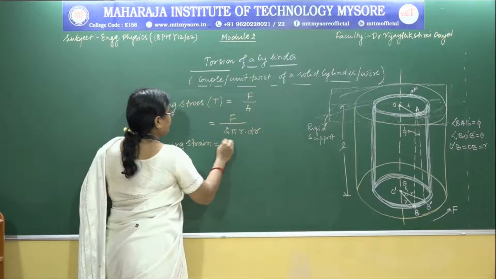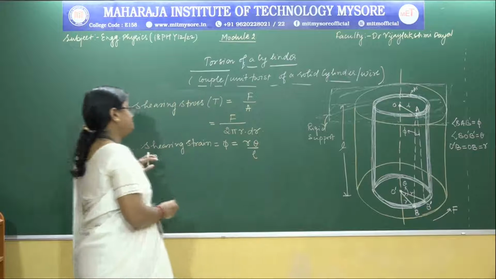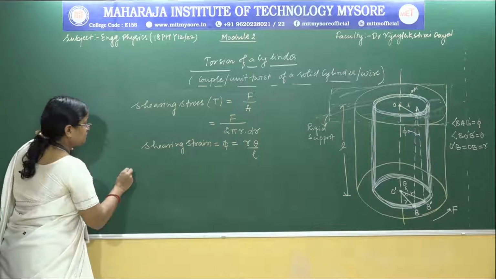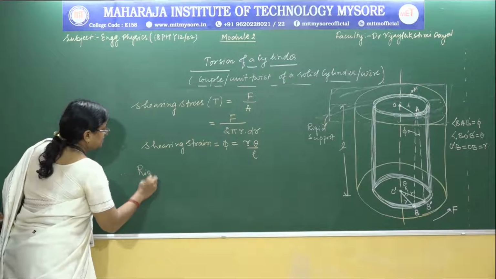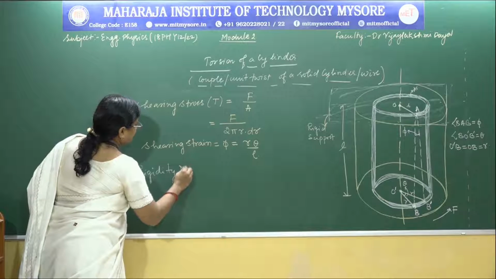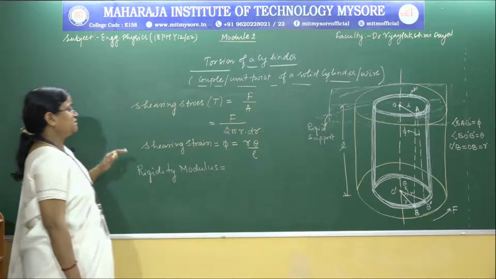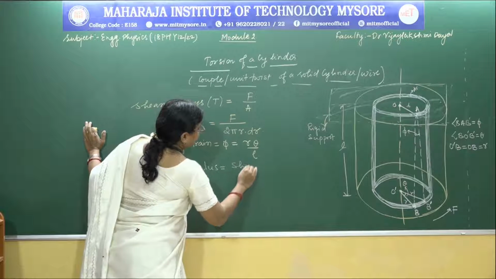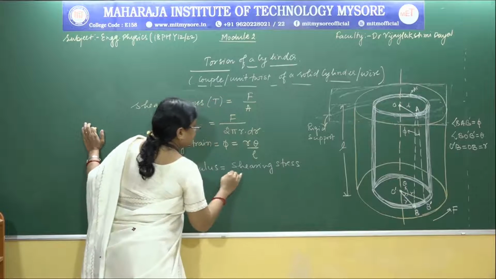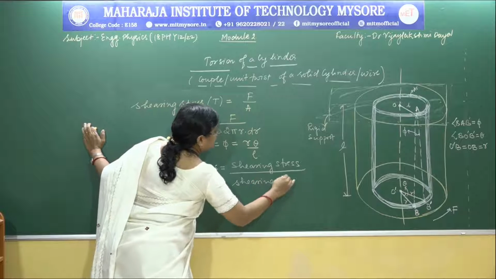That is equal to phi r theta divided by L. So from the above two equations, what we can write: the rigidity modulus of the cylindrical structure is shearing stress by shearing strain.